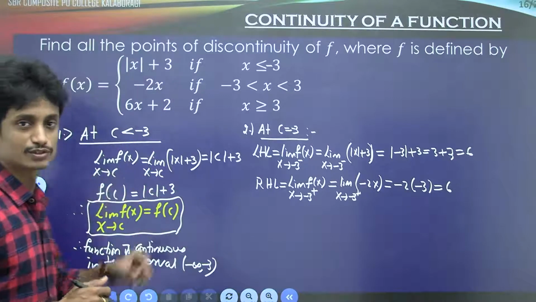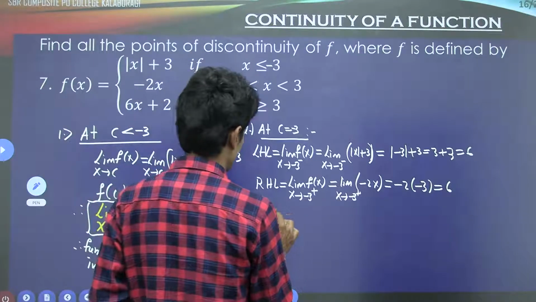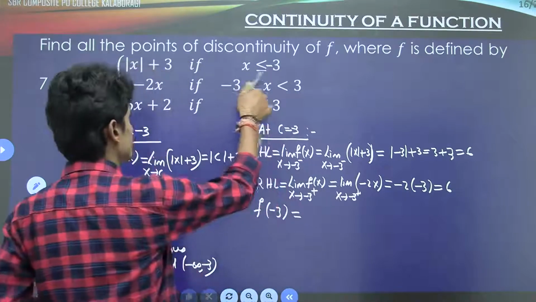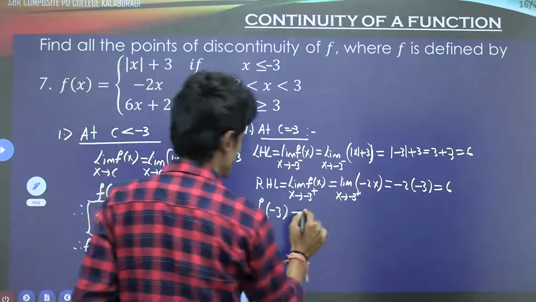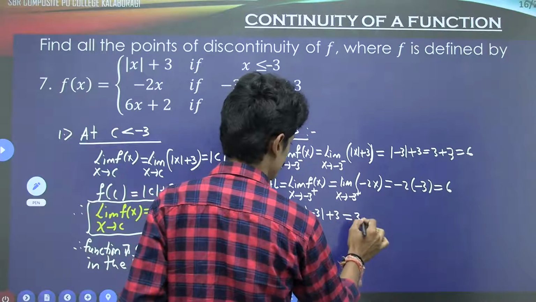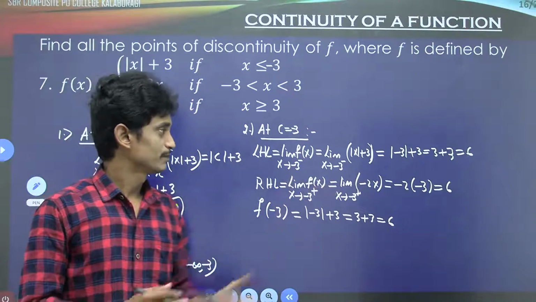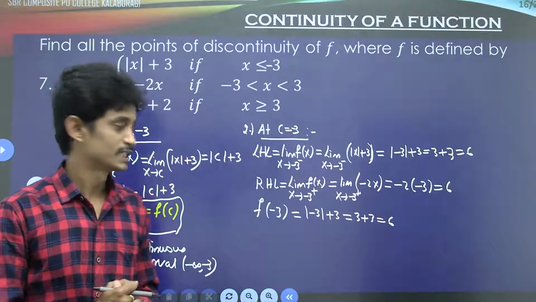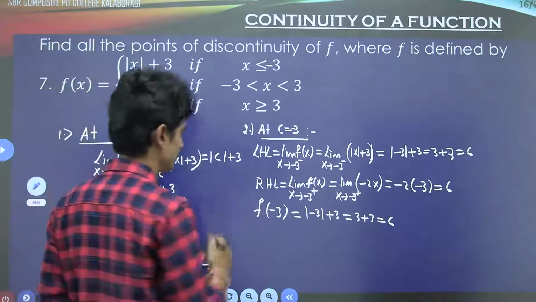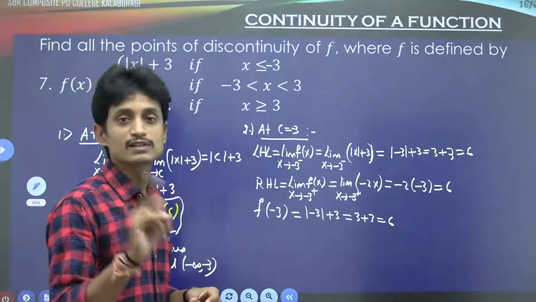Like that, the limit exists. One more case we can check: f of a, that is the value of the function, f of minus 3. For f of minus 3, they have given the equal sign. When x is minus 3, you can choose this relation: modulus of minus 3 plus 3, which is 3 plus 3 equal to 6. So the left limit equals the right limit, at the place 6, and the value of the function also exists as 6. All these three must be the same, meaning if we construct the graph at x equal to minus 3, it will never break.